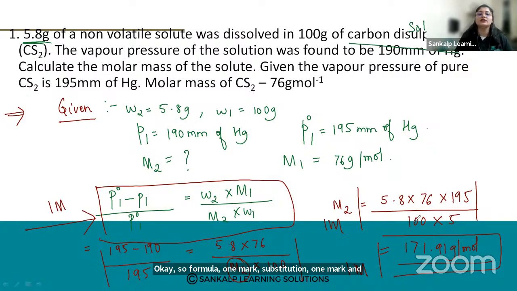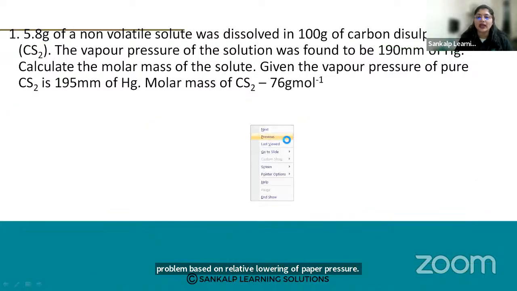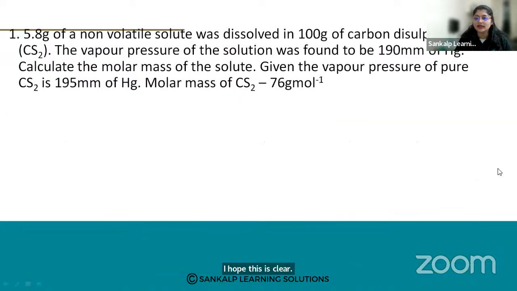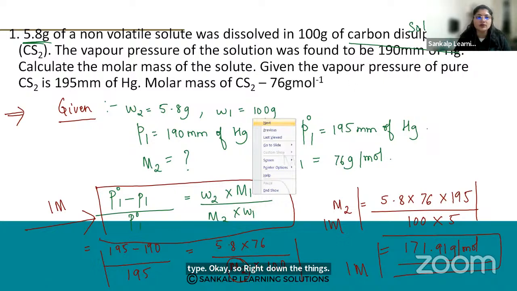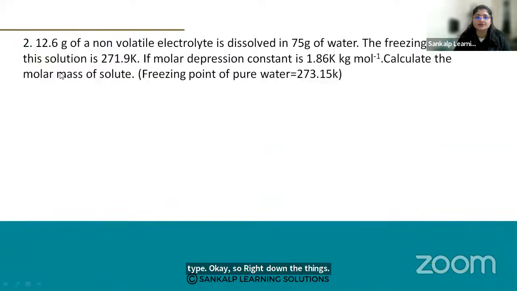So this was a problem based on relative lowering of vapor pressure. I hope this is clear. And I hope you are writing down the things. If you do not write, like the solvent will be evaporating, your answers also will get volatile. So write down the things. Got it? So we'll go for the next question.